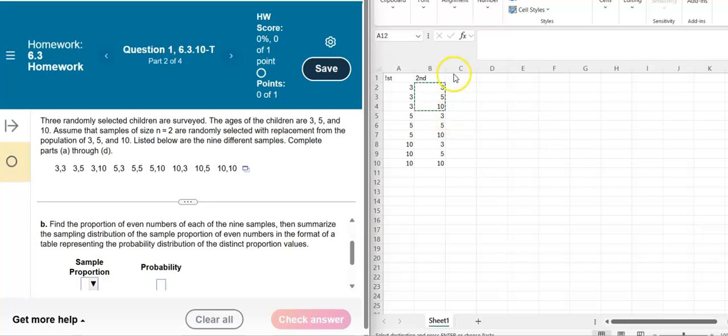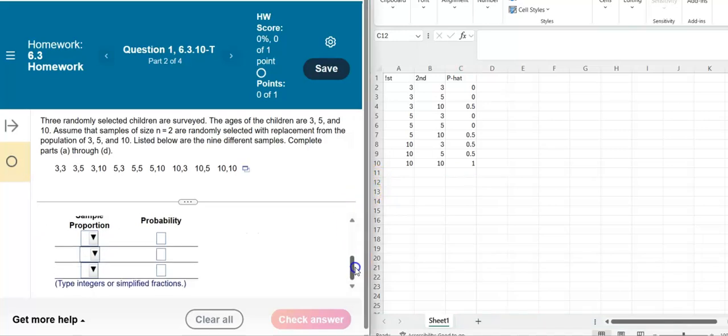Now, these are samples of size 2, so I'm going to do p hat. That's the sample proportion that is even. Neither one of those is even. Neither one of those is even. Now half are even, so there's a 3 and a 10, and 10 is even. None of those are even. None of those are even. Half are even. Half are even. Half are even. And then 100% is even, because 10 is even both times. So this is the distribution of sample proportions.